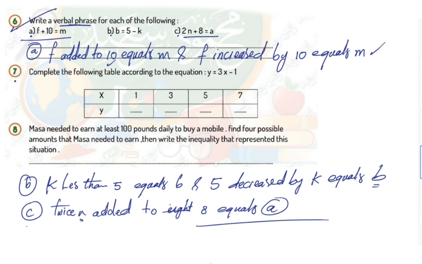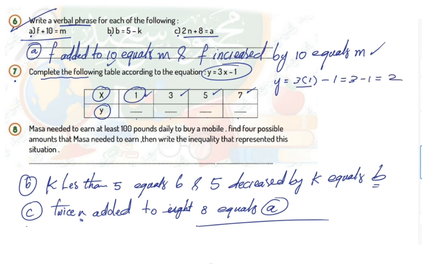Point 7. Complete the following table. You have a table containing x and y. You have these values of x. You need to find each value of y. Okay, and you have this equation: y equals 3x minus 1. So at x equals 1, what is the value of y? y will be 3 times 1 minus 1, 3 times 1 equals 3, minus 1 equals 2. Okay, so here put 2.